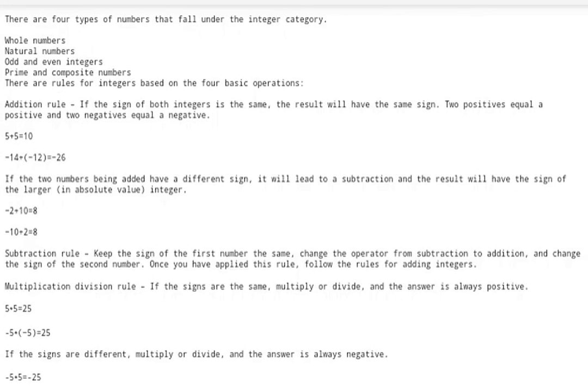If the two numbers have different signs, it will lead to a subtraction and the result will have the sign of the larger. For example, minus 2 plus 10 equals 8, or minus 10 plus 2 equals minus 8.